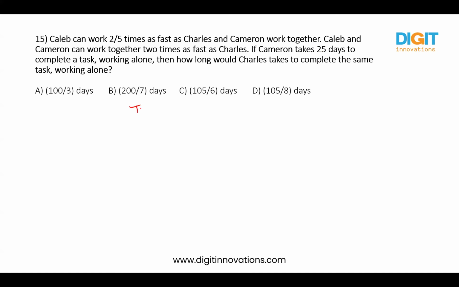So total work is 25 units. Cameron is taking 25 days to complete the whole task. So to complete 25 units, he is taking 25 days. That means Cameron is taking 25 days to complete 25 units. That means he was completing 1 unit per day.